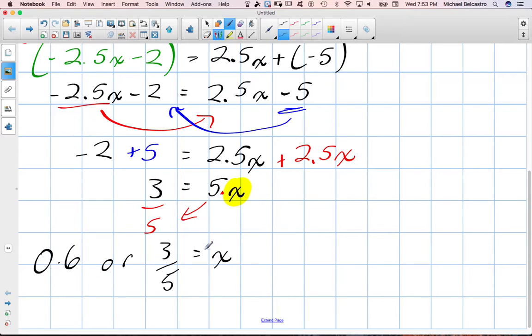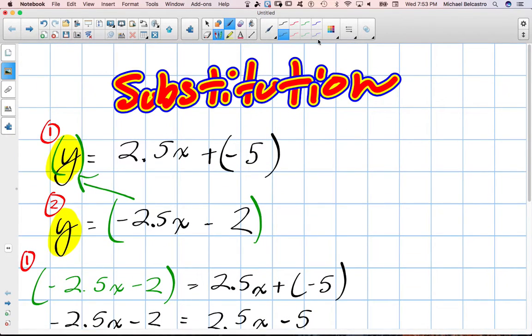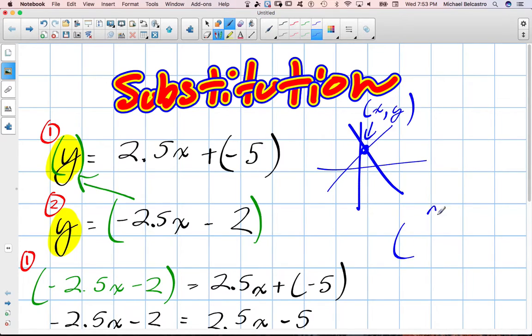0.6 would be the decimal here. Okay? We're not done. When you're finding a linear relation or a system of linear equations, this is just a rough sketch. You're finding some coordinate, and that coordinate has both an x and a y value. We just found an x value. It is either 3 over 5 or 0.6, whether you use fractions or decimals. We're still left solving for the y.